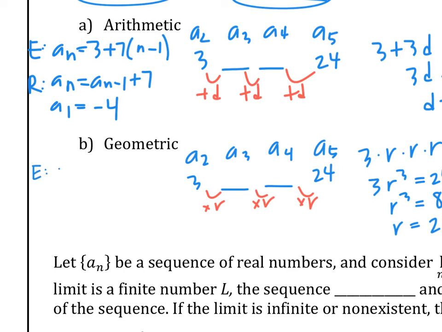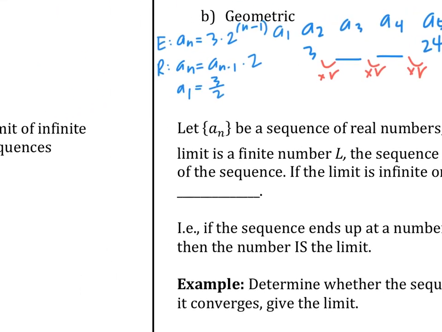So explicit formula is a(n) equals 3 times 2 to the n minus 1. And then the recursive formula is a(n) equals the previous number times 2. And then the first number, so to get to the first number, what you're going to do is, you multiply to get to the next number. So to go backwards, you're going to divide. So the first number is 3/2.